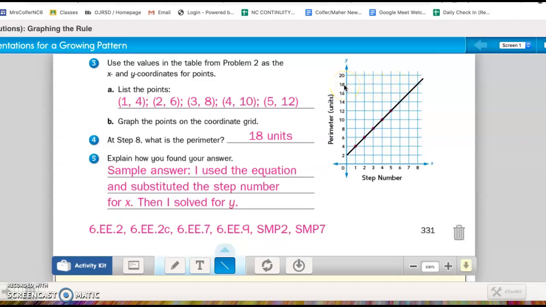I could also substitute. 8 times 2 is 16, plus 2 gives you that perimeter of 18. So using the rule that we established up in our math message, we could use that to check that our graph is placed according to where it should be with the other coordinates. Okay. I'm going to pause right here so I can flip to the next page. Be back in a second.